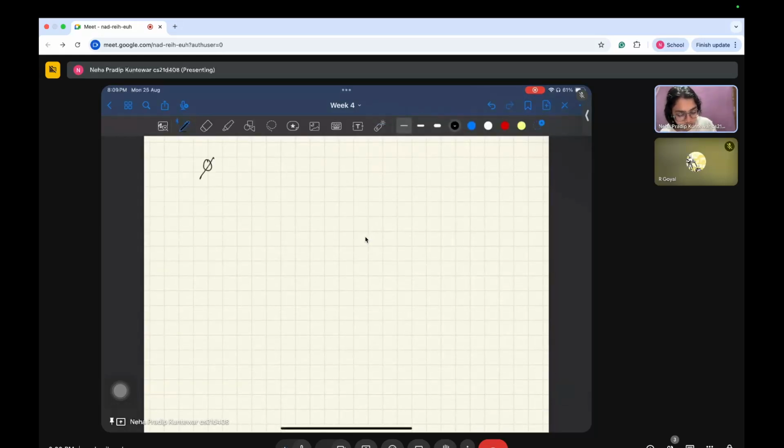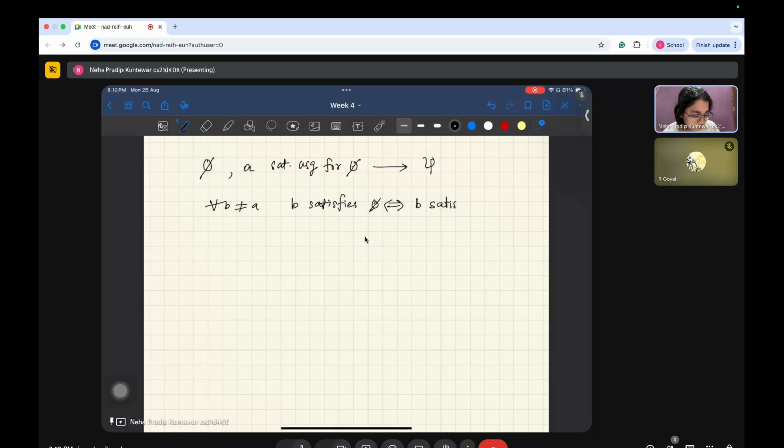So we have a phi which is satisfiable, and A which is a satisfying assignment for phi, and we want to convert this to psi such that for all b not equal to a, b satisfies phi if and only if b satisfies psi. So essentially we want to append something to this psi such that this is not true.